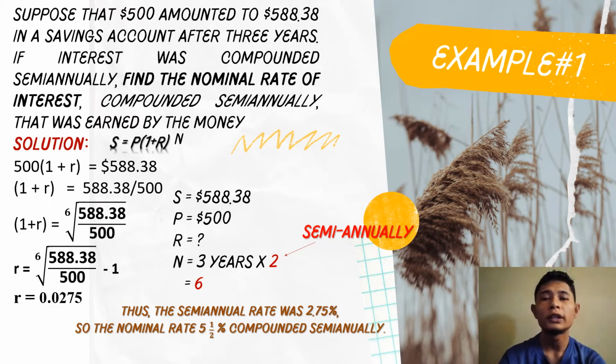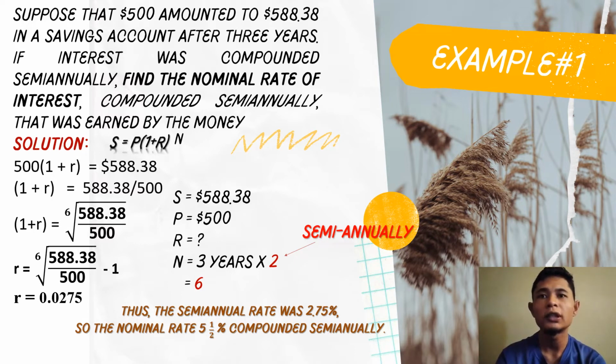So we go to the example. Suppose that $500 amounted to $588.38 in a saving account after 3 years. If interest was compounded semi-annually, find the nominal rate of interest compounded semi-annually that was earned by the money.